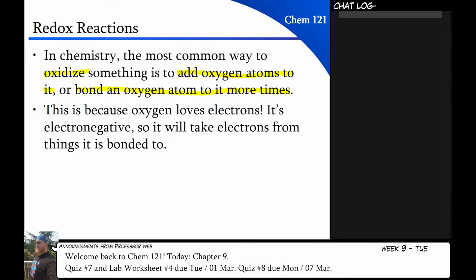This is in fact why we call it oxidation. Oxygen loves electrons. It's very electronegative. It takes electrons from everything, except fluorine, but we don't talk about it. So anything that oxygen gets bonded to, it's going to say, yoink, these are my electrons. And when you form more bonds to an oxygen, you're giving it more electrons to participate in that bond.